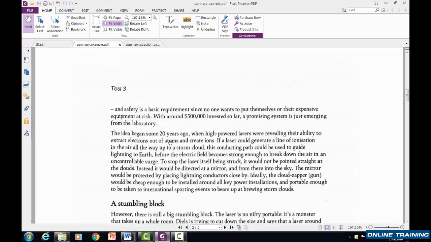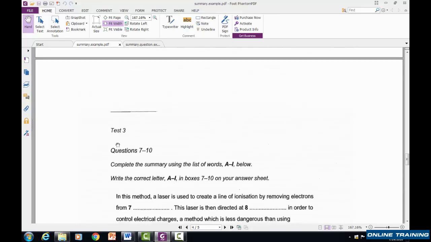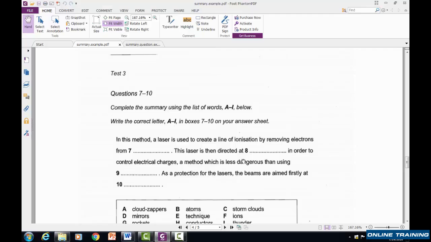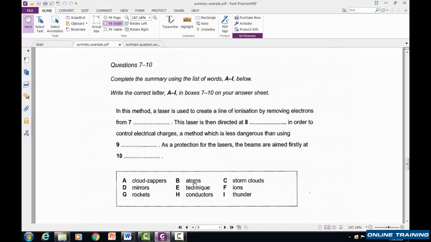But I know my answer is atoms because of the word extract. Extract means remove. And so we know the answer for number 7 is we are removing electrons from atoms. So on our answer sheet, we will put B as the answer. We will put the letter B, B as in boy.